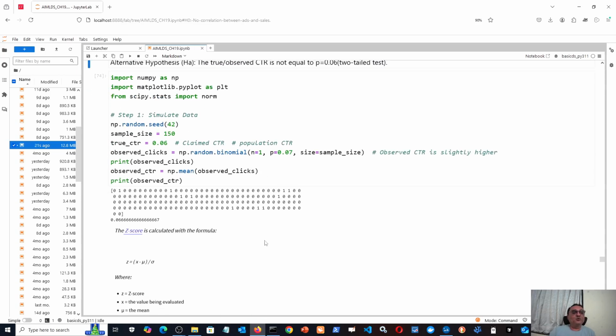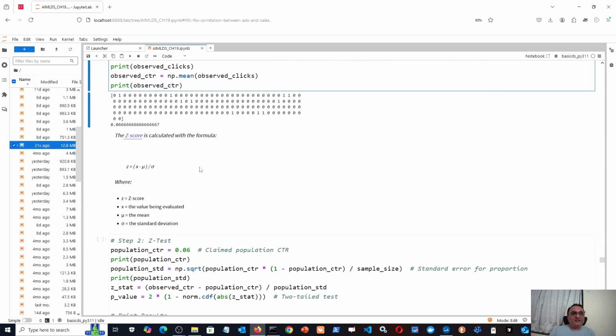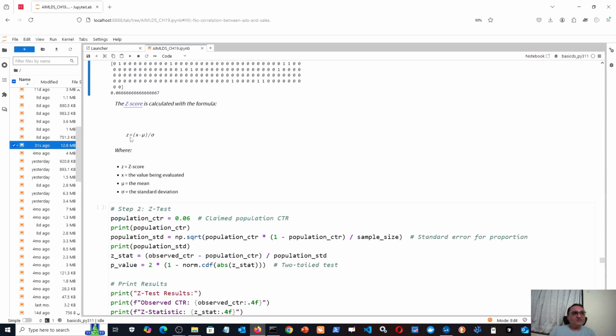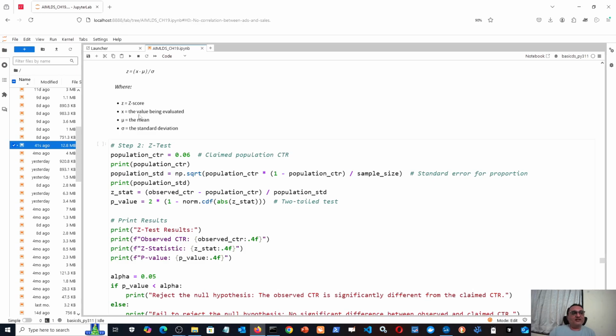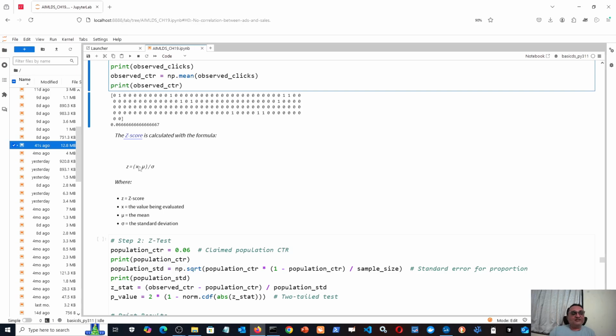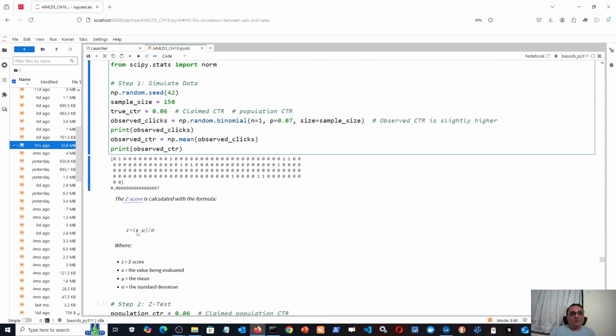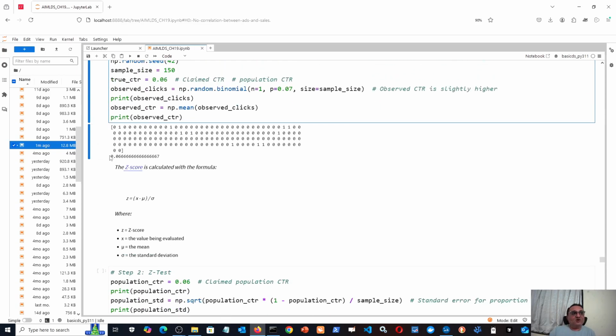Now the question is how to do this Z-test, because as I said, there is no direct Z-test import in the SciPy library. So you have to go by definition. This is the definition of Z-score: Z is equal to X bar minus mu divided by sigma, where Z is the Z-score which you are calculating, and X bar is the value which is being evaluated. You are just finding how far away your observed value is. Mu is the mean of these observed data points, so that is the sample mean, right?